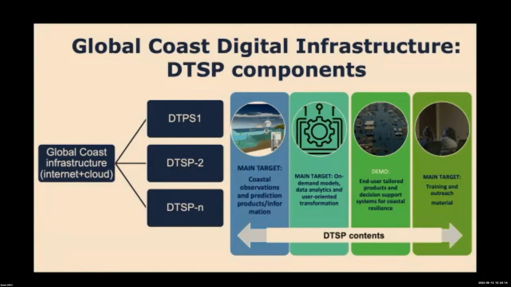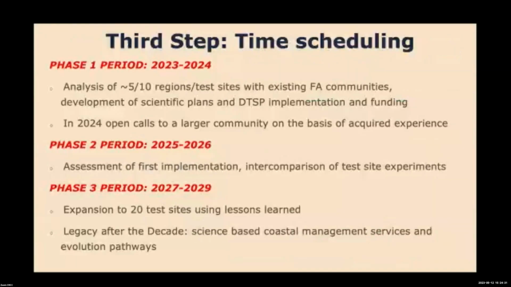And 2024 is the maximum time we can allow ourselves. We have to think about where the different digital test site platforms are located. I don't know, but it's DTSP. So the time schedule that we just wrote at the General Assembly is that in 2023-24 we have an analysis of 5-10 regions/test sites. We should have a better name, but I've been advised to use regions/test sites for the moment.